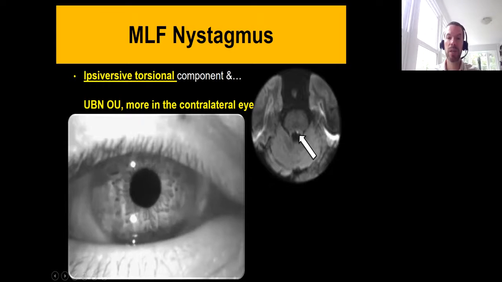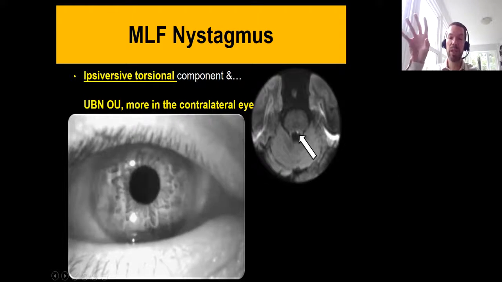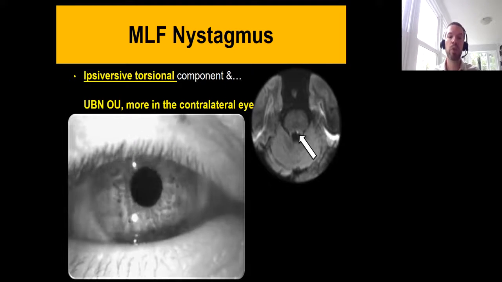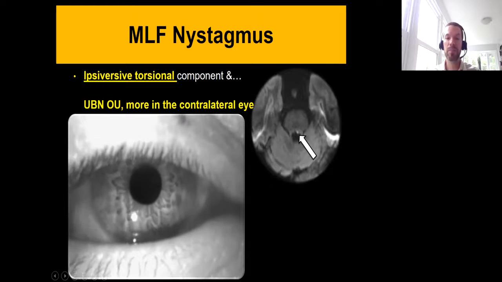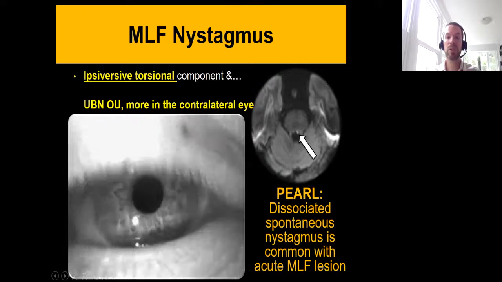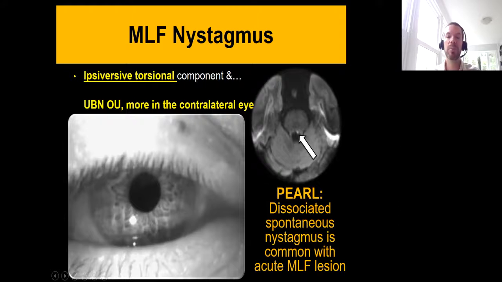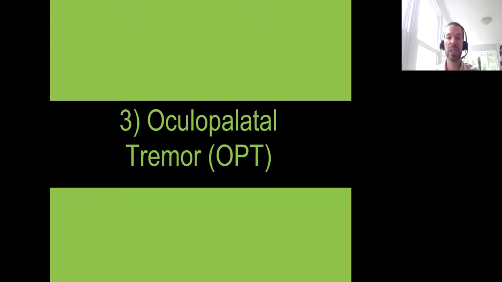The torsional fast phase, the top poles are beating towards the left ear, and there's more upbeat nystagmus in the right eye than in the left eye. So this dissociated spontaneous nystagmus is very common with an acute MLF lesion. And again, this is another manifestation that's very short-lived, very transient. You have to look closely for it.